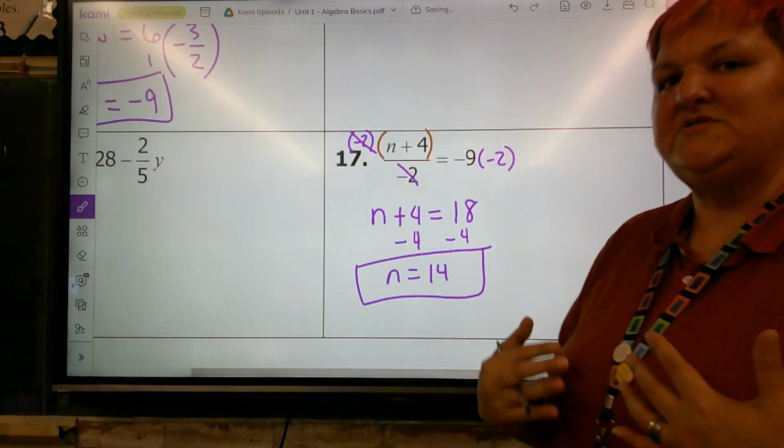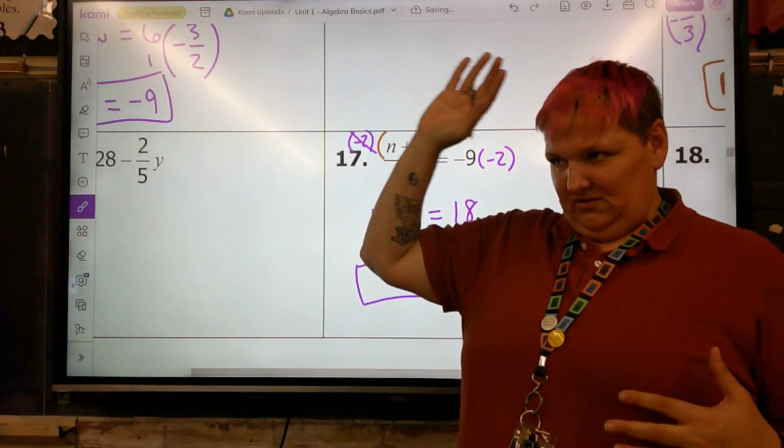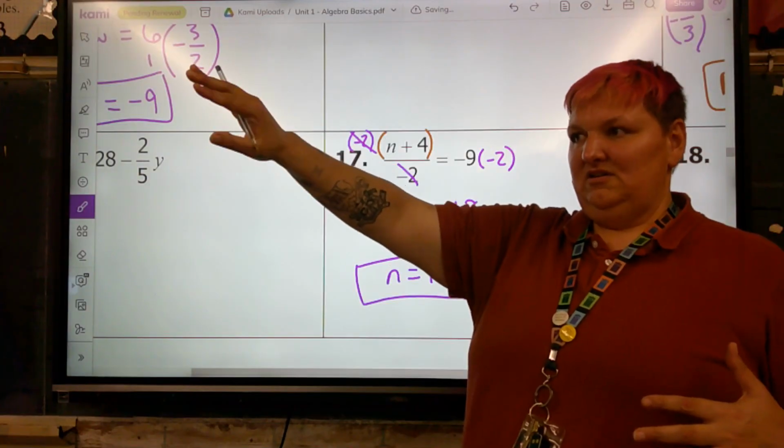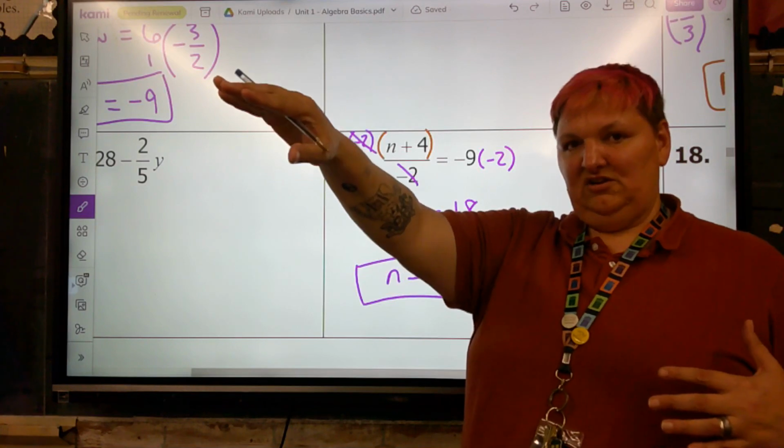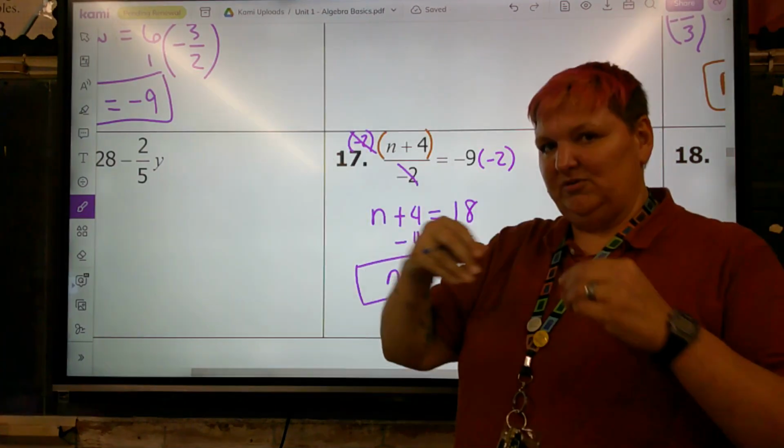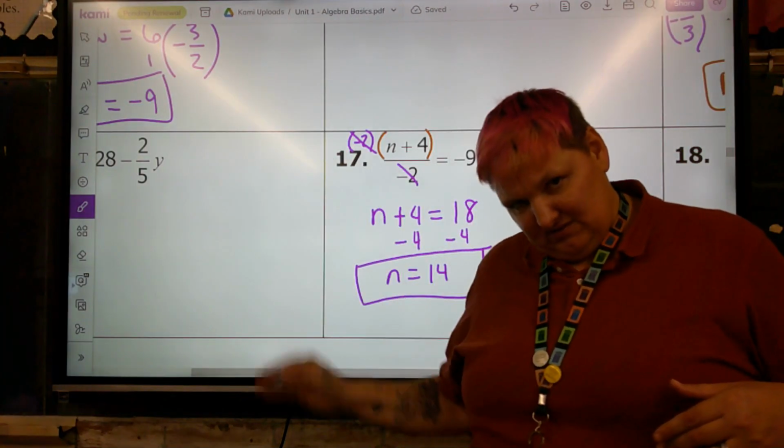When you are 100% sure you are ready, bring your practice sheet up, show me the practice sheet, and then you can get your mastery check. And then go to the side tables, do your mastery check, staple them together, turn them in. And then keep going.